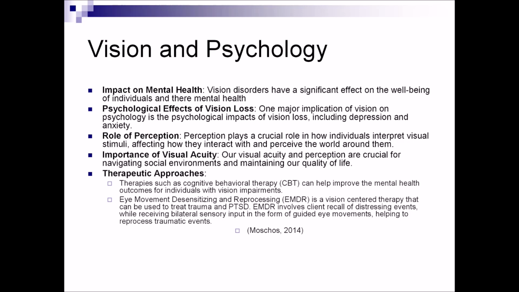Therapeutic approaches such as cognitive behavioral therapy can help improve the mental health outcomes for individuals with vision impairments. Further, a therapy called EMDR, eye movement desensitization and reprocessing, is a vision-centered therapy which can be used to treat trauma and PTSD. EMDR involves client recall of distressing events while receiving bilateral sensory input in the form of guided eye movements, helping to reprocess traumatic events.